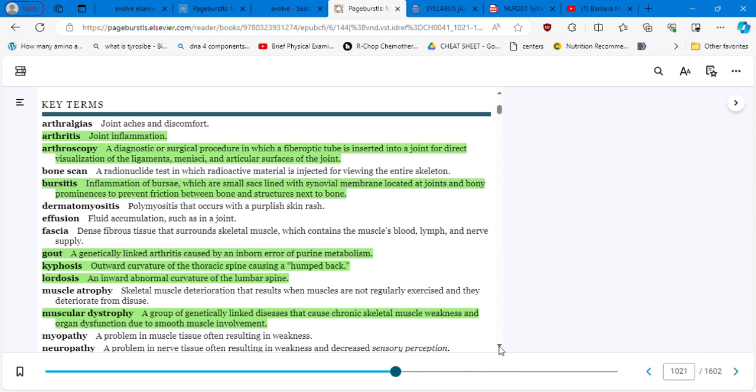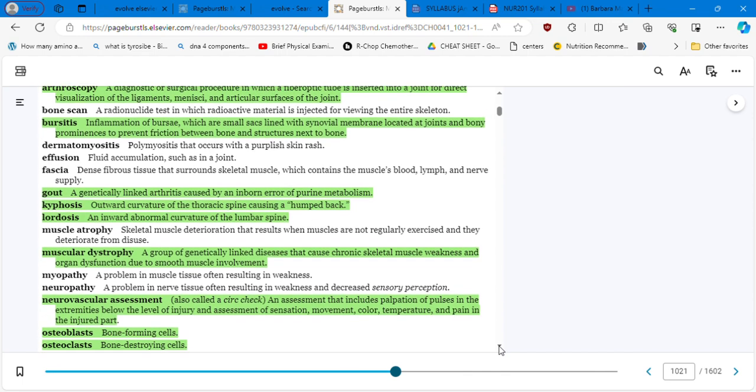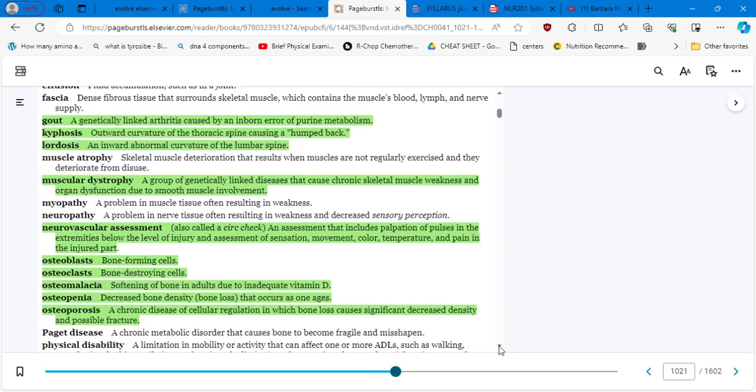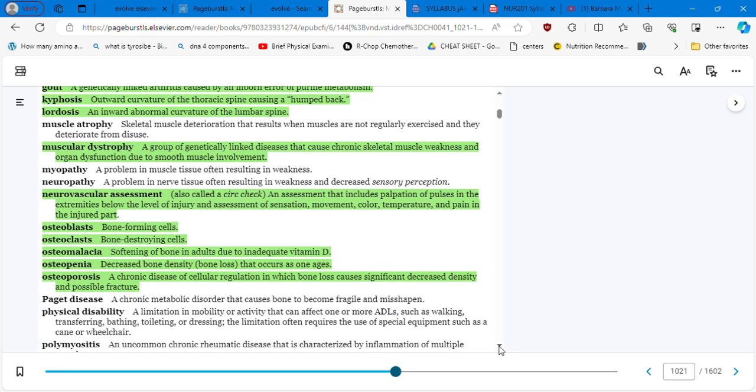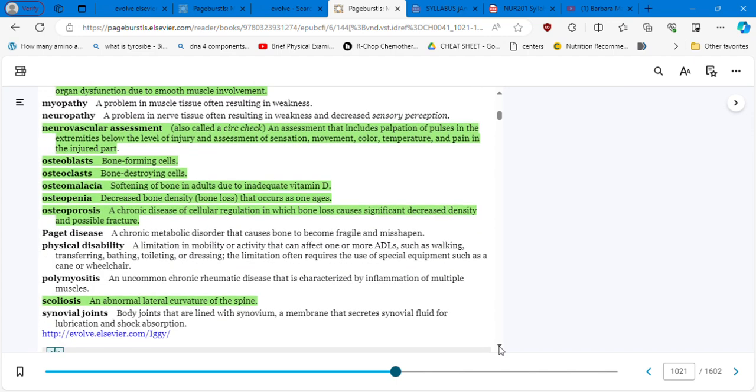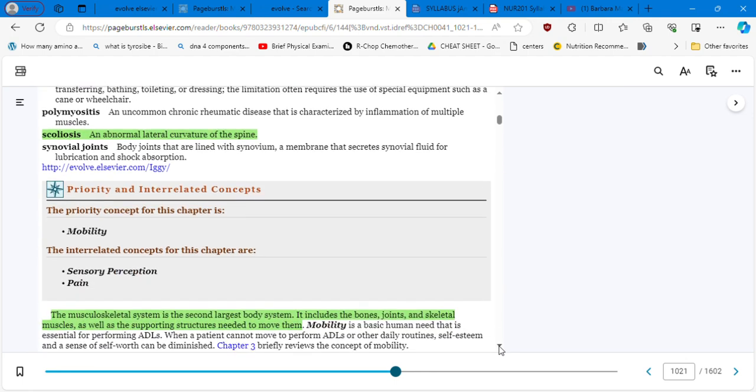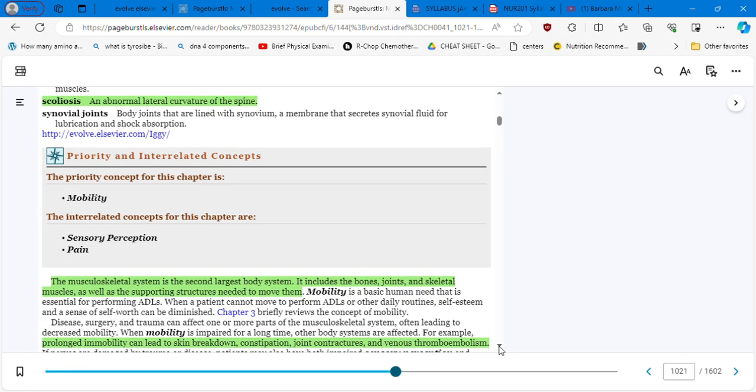Arthritis, arthroscopy, bursitis, gout, kyphosis, lordosis, muscular dystrophy, neurovascular assessment, osteoblast, osteoclasts, osteomalacia, osteopenia, osteoporosis, scoliosis. Basically, what we are going to talk about is mobility, sensory perception, and pain as the most important concepts in this chapter.